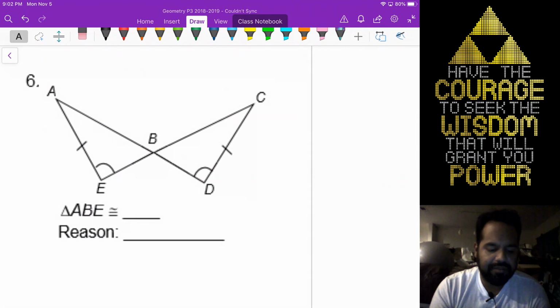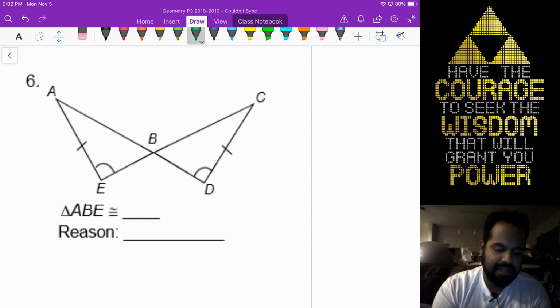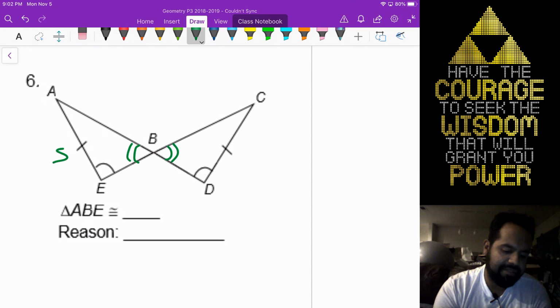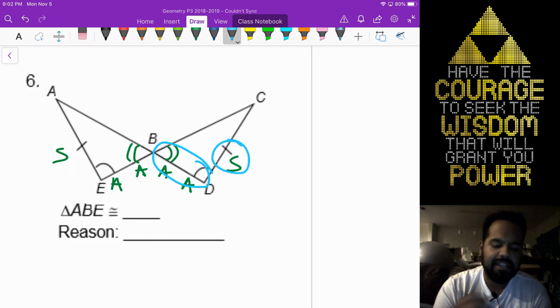Okay. So, right here, you've got your vertical angle, which is again one of our other inherent pieces of information that we're allowed to mark anytime. And so right here, I'm going to look at this and say, look, I have a side and 2 angles. And again, 2 angles and a side. Notice that the side marking is not between those angles. So this is our infamous angle angle side.